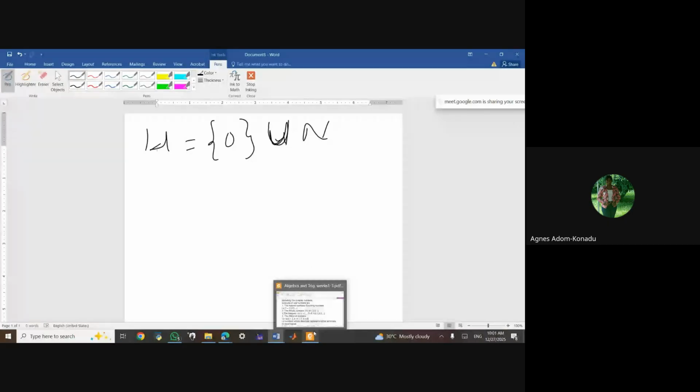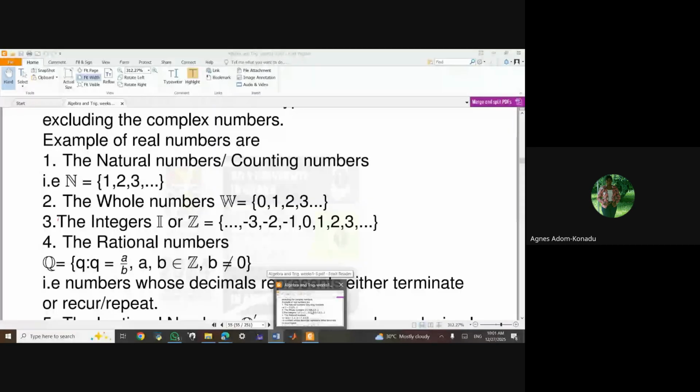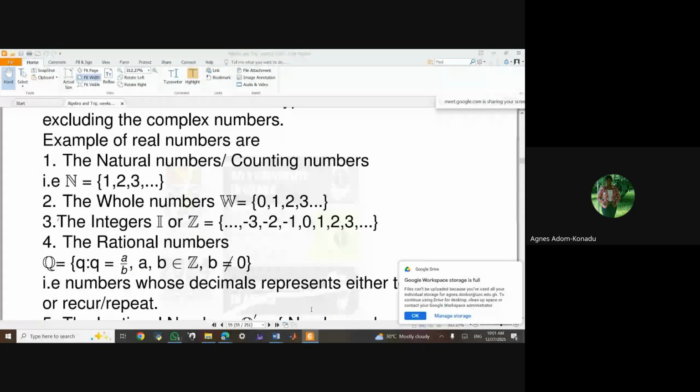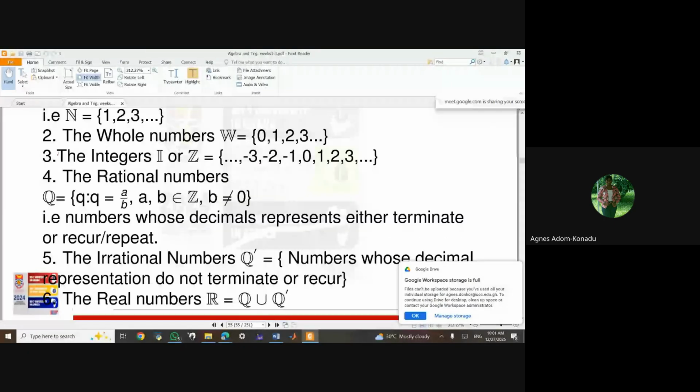Then I can also talk about the integers. When we talk about integers, we are talking about the negative numbers plus 0 plus the whole numbers. Then we can also talk about the rational numbers. When we talk about rational numbers, we are talking about A over B, where A and B are both integers, but my B cannot be 0.